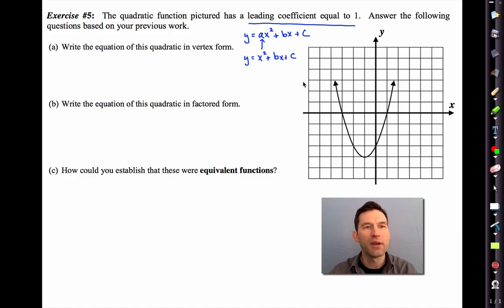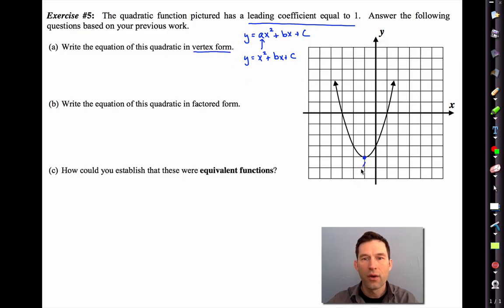The first thing they asked me to do is write the quadratic in vertex form. Well, that's going to be not too bad. We can actually figure out what the vertex is. It's negative 1, negative 4. So in vertex form, it's going to just look like this. x plus 1 squared, remember how that works, minus 4.